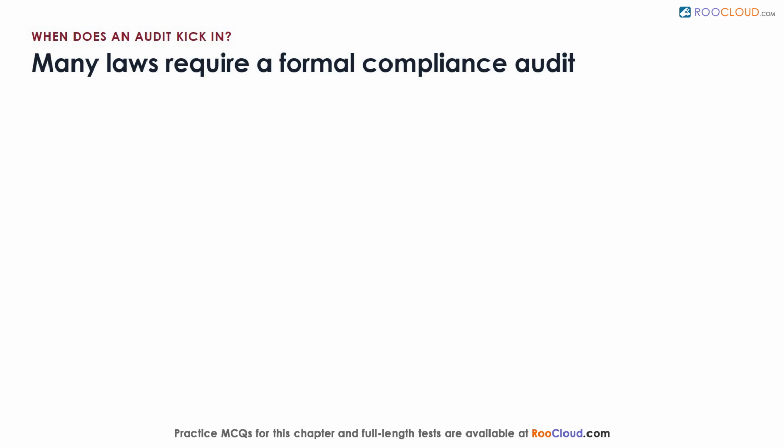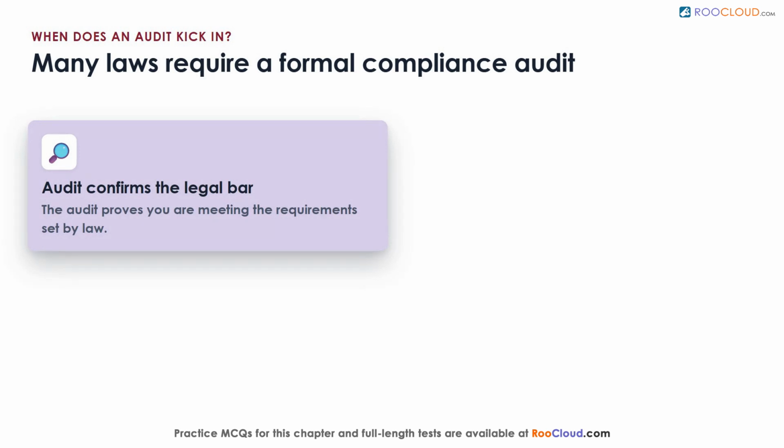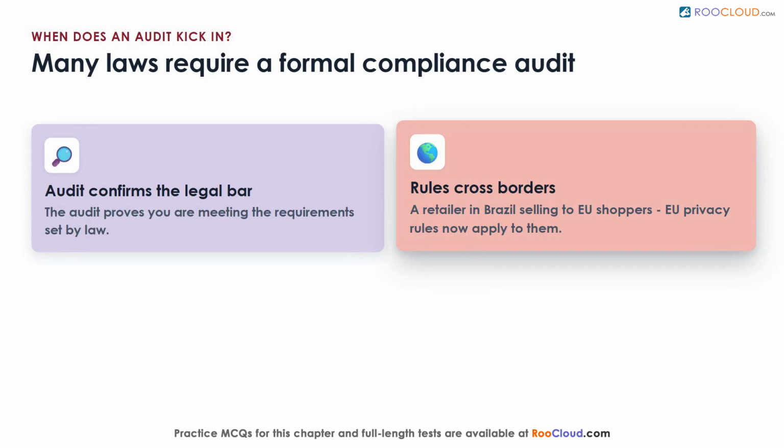What happens when these rules trigger an audit? Many laws require a formal check on compliance. The audit confirms you are meeting the legal bar. And here is the part people forget. Some rules reach across borders. A law can bind you even if you sit elsewhere.